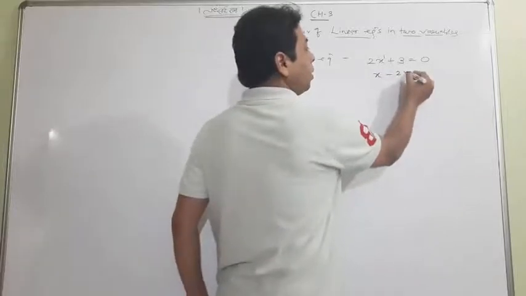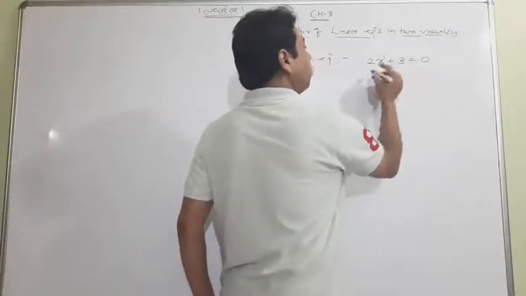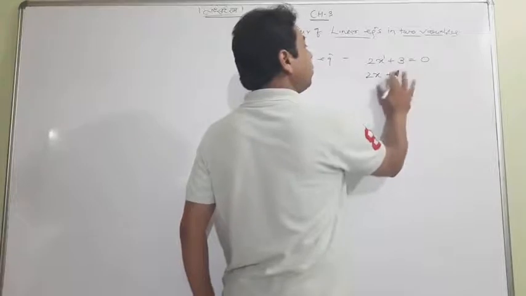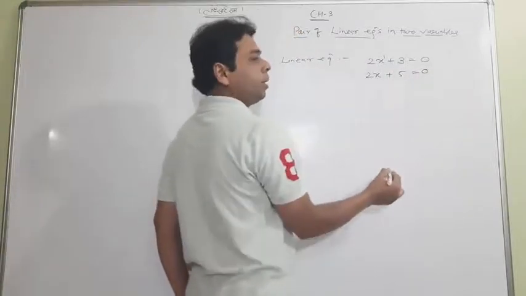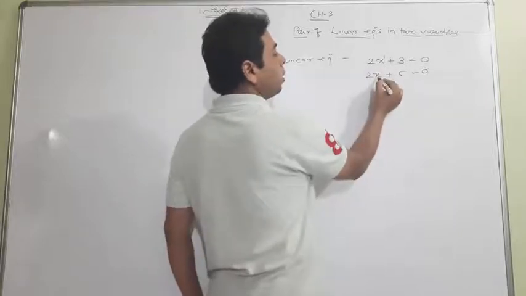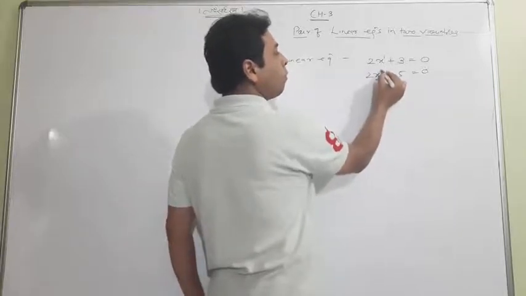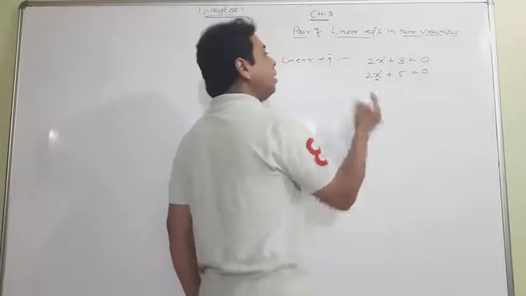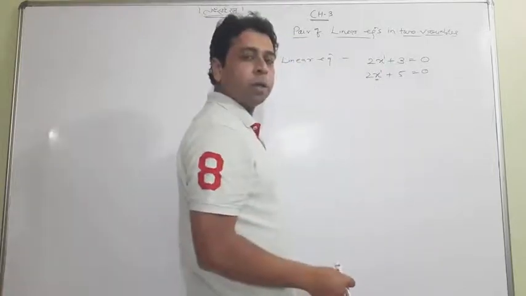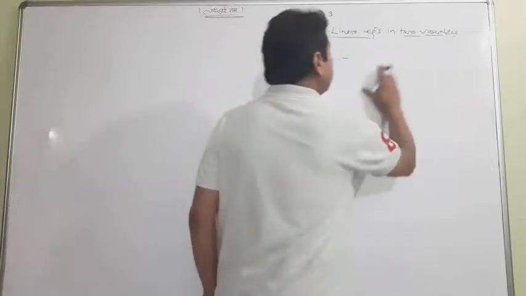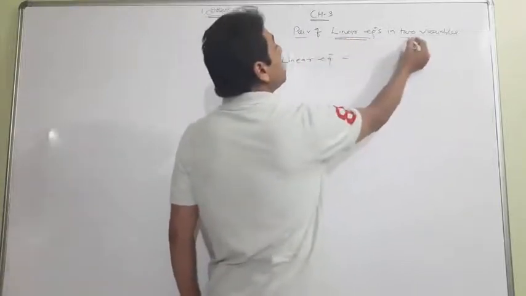Suppose we have 2x plus 5 is equal to 0. It is again a linear equation because the variable used has highest power 1, and it is a linear equation in one variable because only one variable is here. Now I would say it is a linear equation but in two variables.